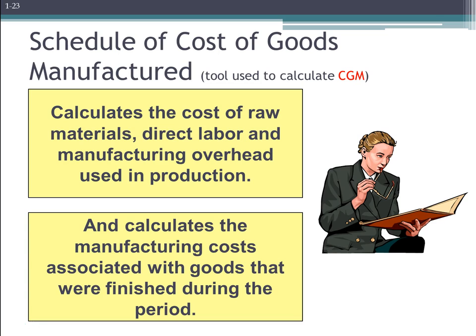To do so, because we need to follow these three and it can get a little complicated, we'll be working with what's called the Schedule of Cost of Goods Manufactured. It's really just a tool to calculate what I put there as CGM, the cost of goods manufactured. It calculates the cost of raw materials, direct labor, and manufacturing overhead used in production, and imputes that into the work in process account. And it calculates the manufacturing costs associated with goods that were finished during the period.